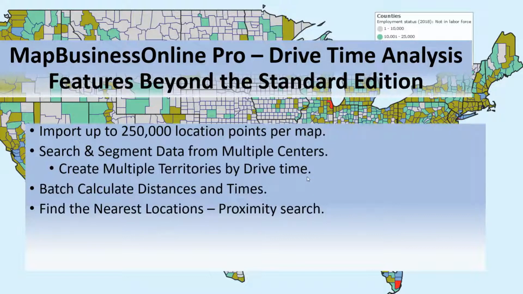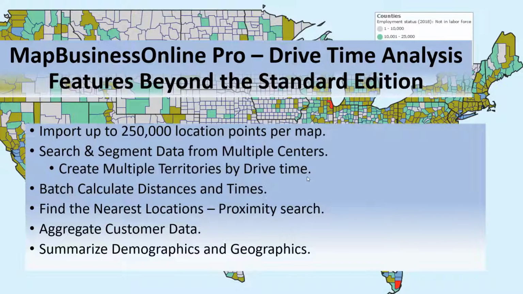We're going to do a find the nearest locations proximity search across multiple points. And then you can aggregate data from another data set into a data set you've imported. So you can mix up data sets using MapBusiness Online, and you can summarize demographic and geographic information into data sets that you import.